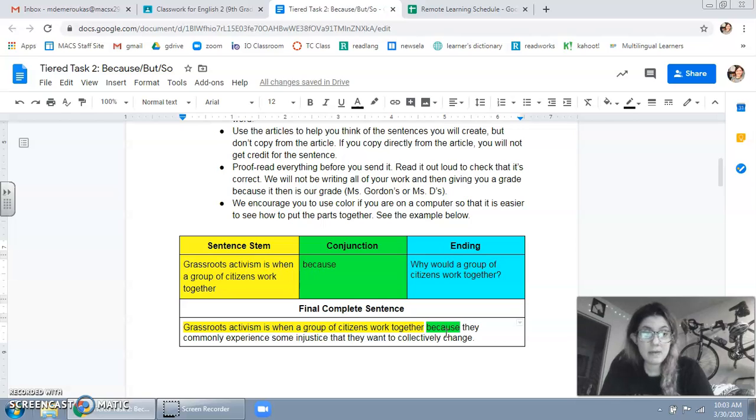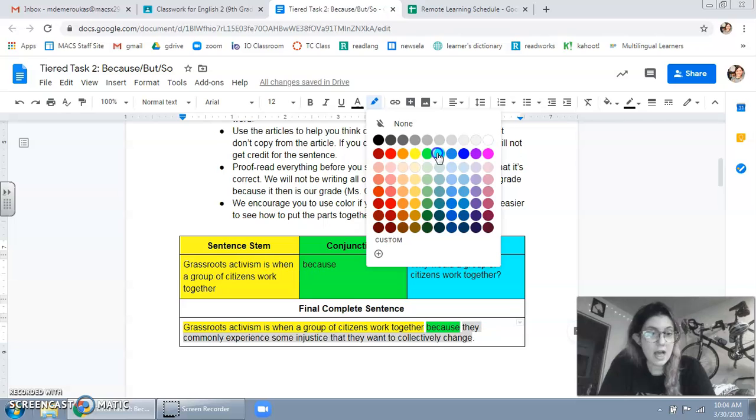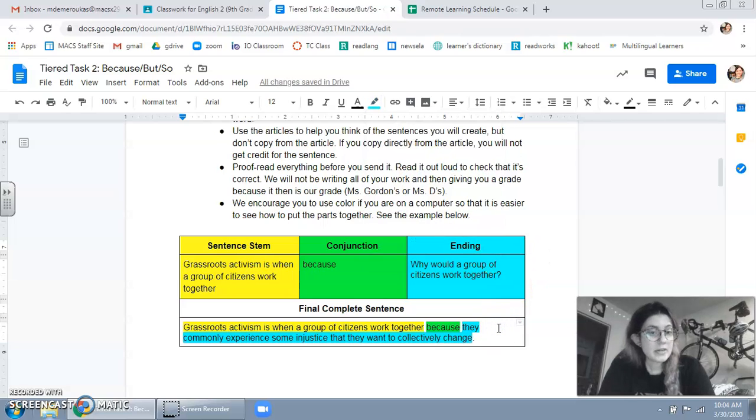Now, this is the tricky part. My question here is just to get your brain working, right? Well, why? But notice I didn't say because a group of citizens would work together because, right? I just go right into the reason. Why would they group together? Why would they work together? Because they commonly experience some injustice that they want to collectively change. Okay, so this is like the answer. This is the reason why a group of people might work together.